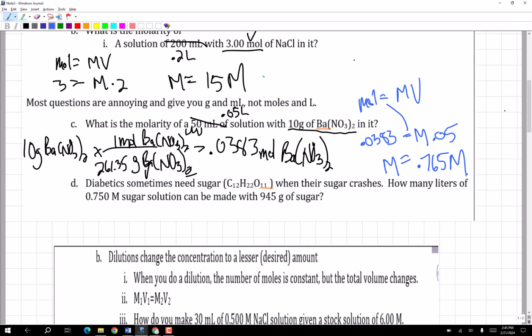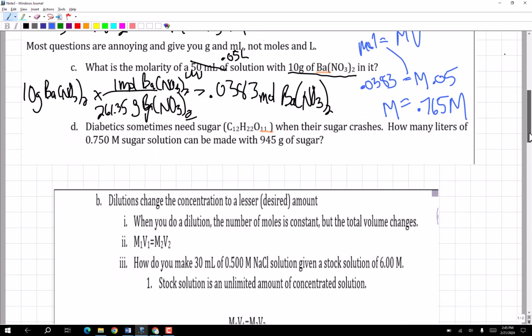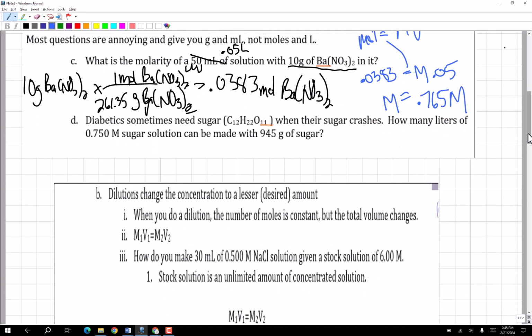Nice. Diabetics sometimes need sugar when their sugar crashes. Oh no. How many liters of 0.75 molar sugar solution can be made with 945 grams of sugar? Okay, so I know grams have to be turned into moles, so let me start with that. 945 grams of, this is my sugar formula, C12H22O11, times dividing bar. Converting into moles, 1 mole C12H22O11.